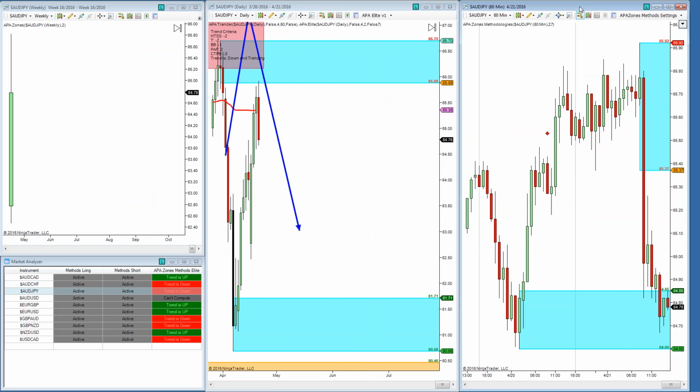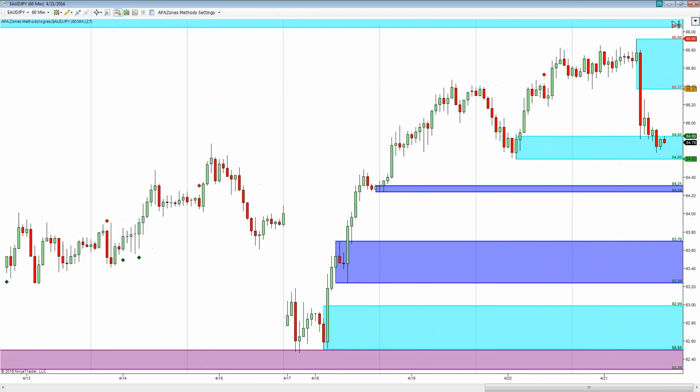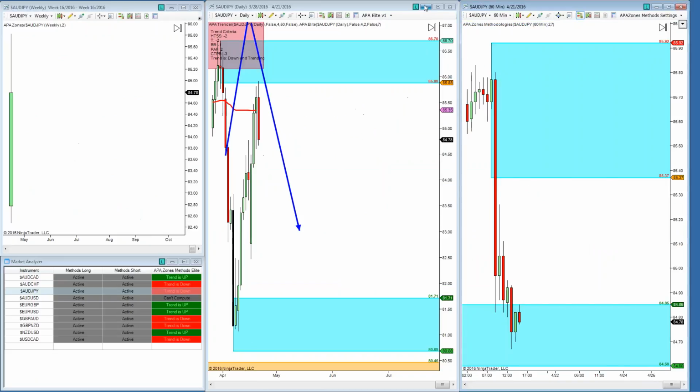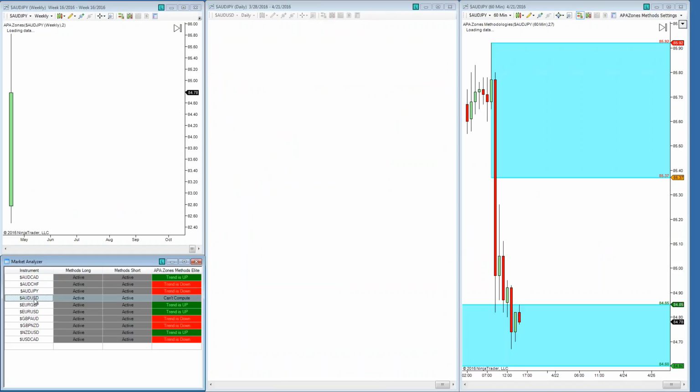You can see even on the entry, we haven't started a downtrend yet, but it looks like we might be starting one here soon. So let's just see what happens. We'll sit and wait and see what happens. Next market, Aussie Dollar. Take a look at it.